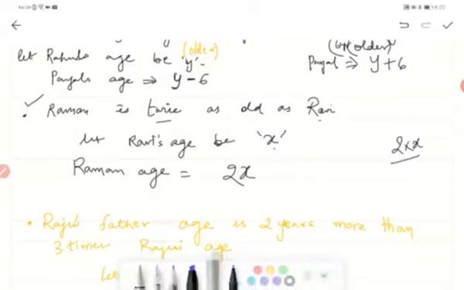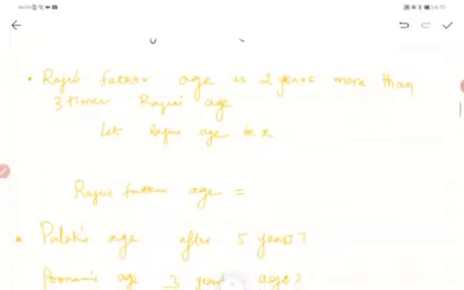Now take one more question, understand this. This will be the last one, after that we will stop here. Try to analyze the questions and from those questions get the expressions. So look at this. Raju's father's age is 2 years more than 3 times Raju's age.